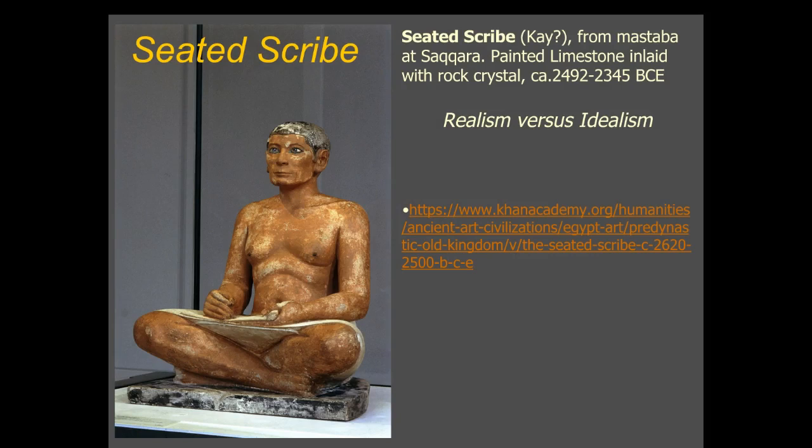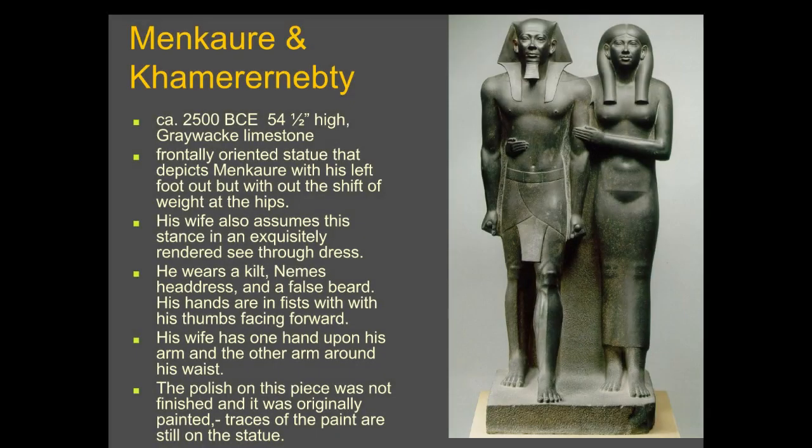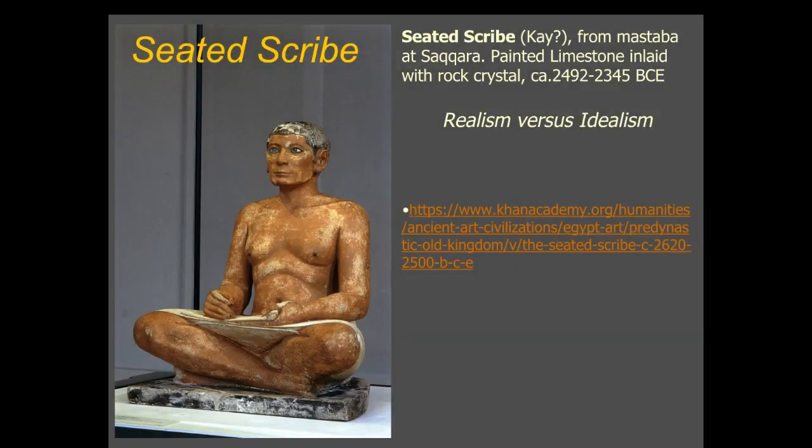So the seated scribe. It was created for a tomb at Saqqara as a provision for the Ka. As we know, the Egyptians would bury what the pharaohs would need for the afterlife inside the tomb. So this is a seated scribe. It was created to help the Ka, remember, the Ka being the spirit of the pharaoh. It's extremely naturalistic. Now look at the difference between the seated scribe and Menkaure. Which one's more natural?